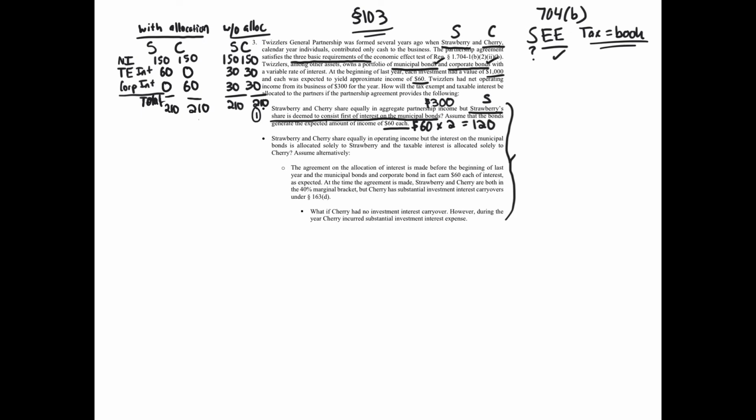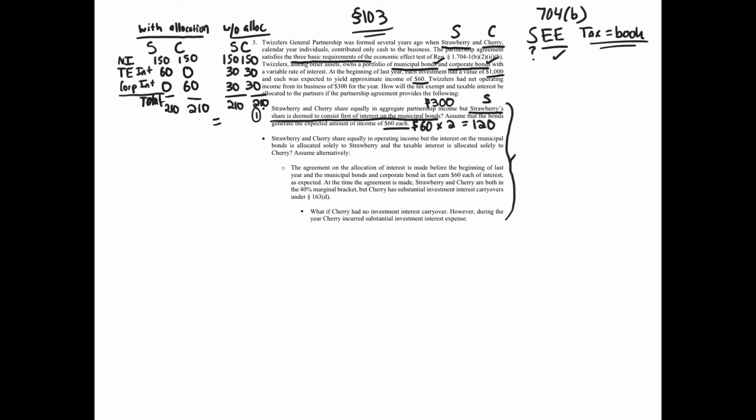Now look, with the allocation versus without the allocation, these are equal. If these are equal, then this was not done from an economic standpoint. So substantiality is really affected. There is no reasonable possibility the allocation will affect the pre-tax amount in the partners' capital accounts. So this allocation clearly violates the general rule. The allocation is meaningless on a pre-tax basis.